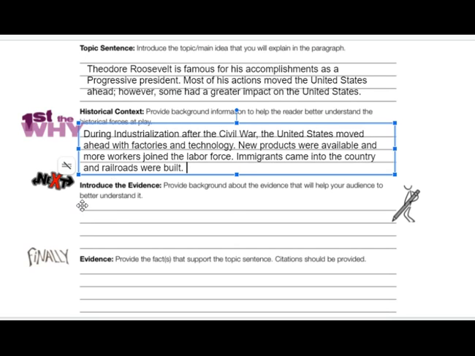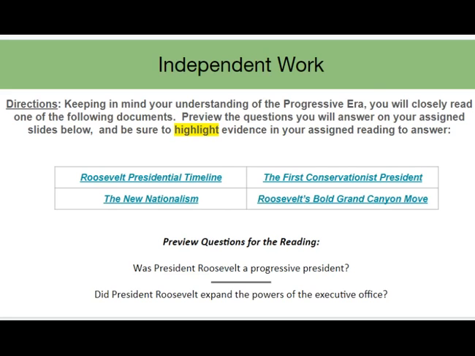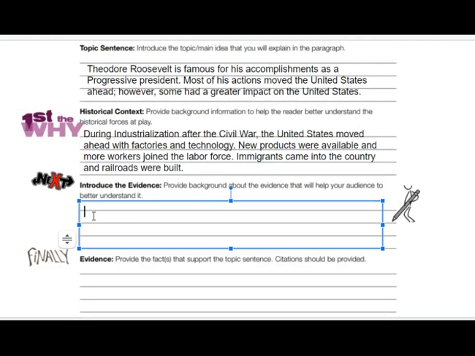Now, we need to introduce our evidence. We need to give background about the evidence to help the audience better understand it. So now, let's go back to our sources. Let's think for a minute. We have the Roosevelt presidential timeline, and we have the first conservationist president, New Nationalism, Roosevelt's bold Grand Canyon move. So let's go back again to that presidential timeline that we worked with before, that we modeled the T-chart with, right? And what was going on.